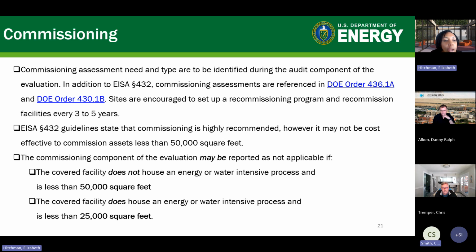Now, for the EISA 432 guidelines, assets less than 50,000 square feet are not necessarily recommended for commissioning. So there's two scenarios where you wouldn't do that. The first one is if the covered facility does not house an energy or water intensive process and is less than 50,000 square feet, it doesn't need to be commissioned. If the covered facility does house an energy or water intensive process and is less than 25,000 square feet, you would not need to commission that building.